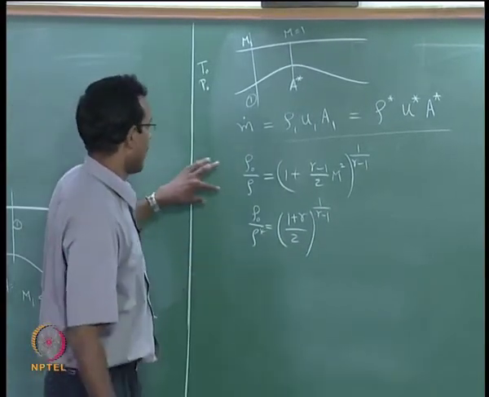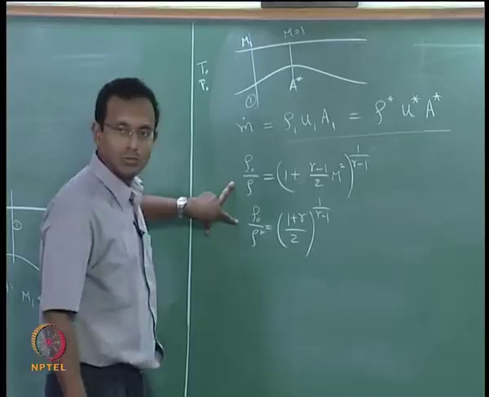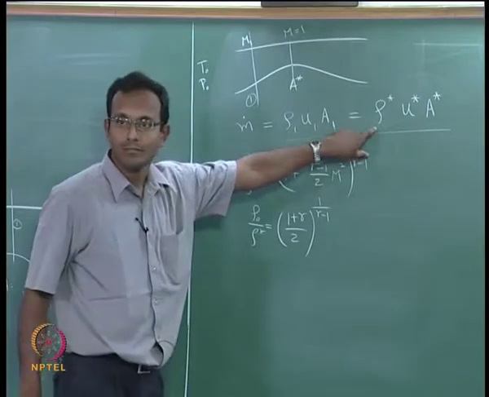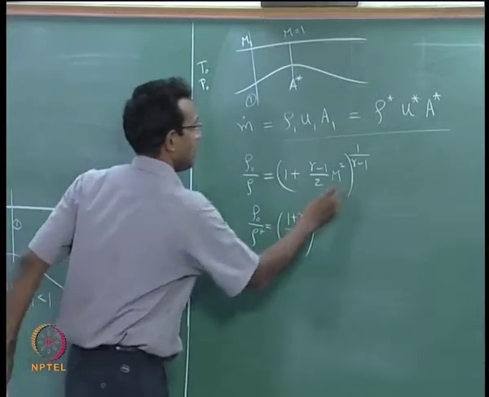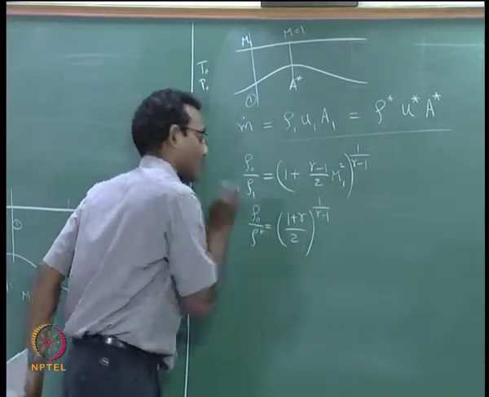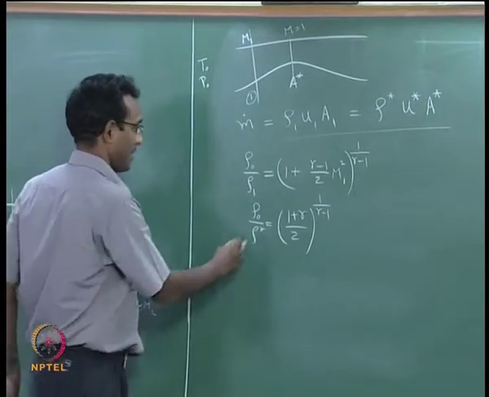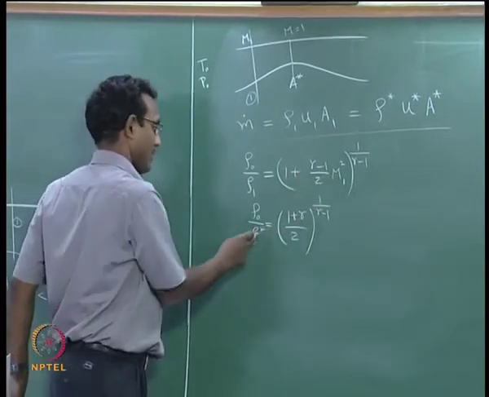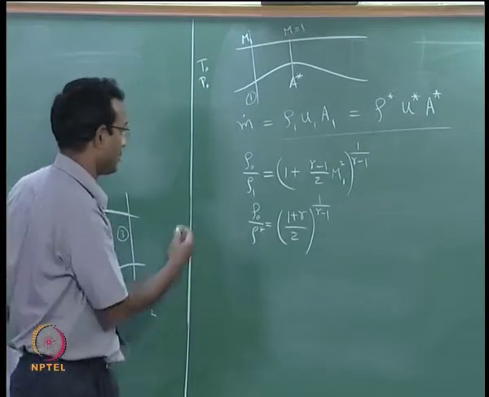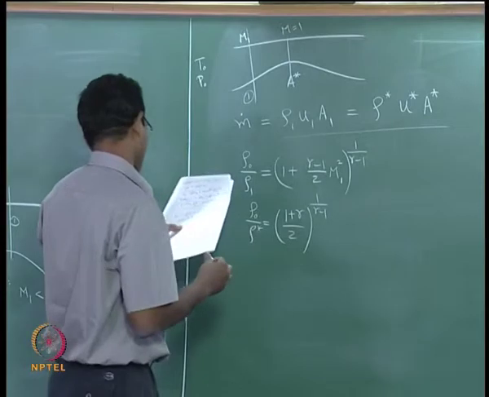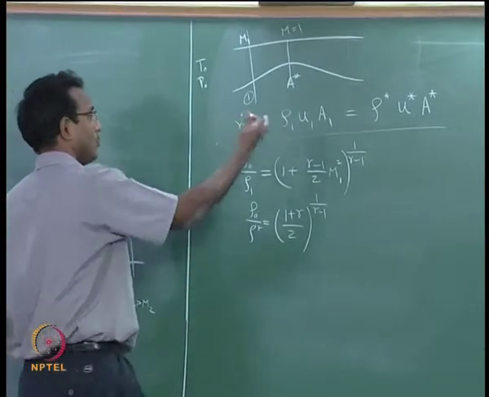So now if I take the ratios of these two, I will get rho by rho star, which is what I have here. If I use M1 here, this will become rho 1. That's the way I look at it. And here I have used M equal to 1, that becomes the star condition. This is what I have. Similarly, I can do for u.